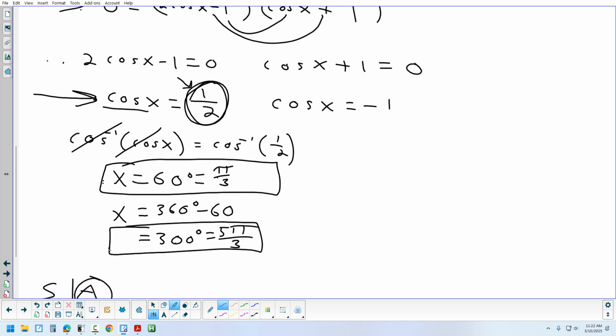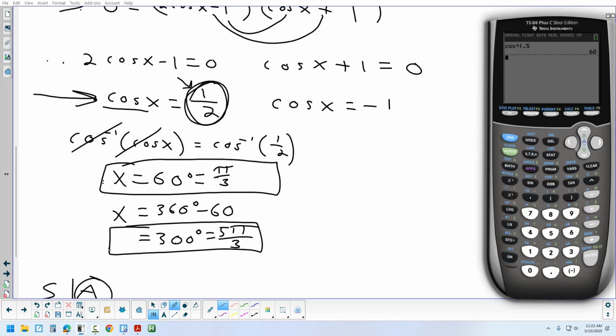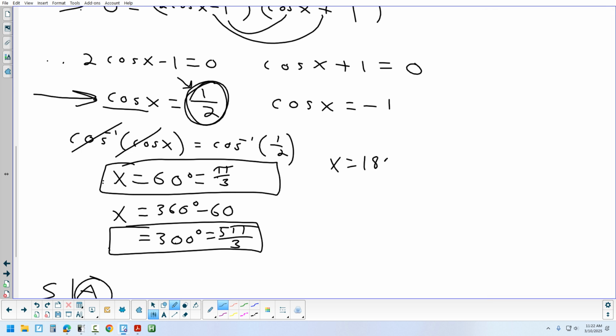And let's do the last one. What I like about 1s and negative 1s, they're always on an axis. When you're on an axis, you don't have to worry about ASTC. So inverse cosine of negative 1 is 180. And that is on an axis. What's 180? Pi. Yep. So those are your 3 answers: pi, pi over 3, 5 pi over 3. Or in degrees, 60, 180, 300.